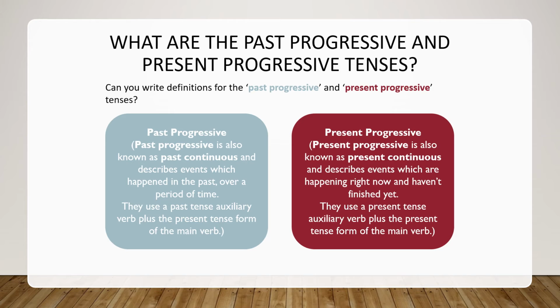Present progressive is also known as present continuous and describes events which are happening right now and haven't finished yet. They use a present tense auxiliary verb plus the present tense form of the main verb. As a reminder, auxiliary verbs are verbs which form the tense, mood and voice of other verbs. They are also known as helping verbs. A simple definition of a verb is a word that is used to describe an action or an occurrence. And the three most common auxiliary verbs are to be, to have, and to do.